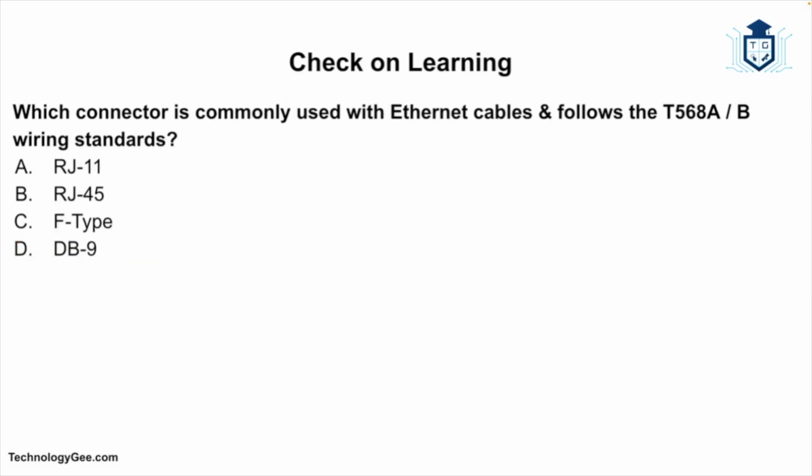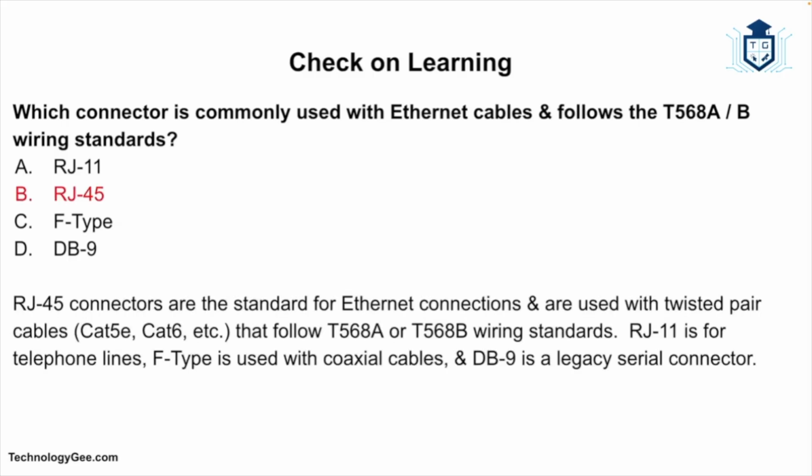And our final question is, which connector is commonly used with Ethernet cables and follows the T568A or B wiring standards? Is it RJ11, RJ45, F-type, or DB9? And the correct answer is RJ45, and the RJ, that stands for registered jack, in case you didn't know.